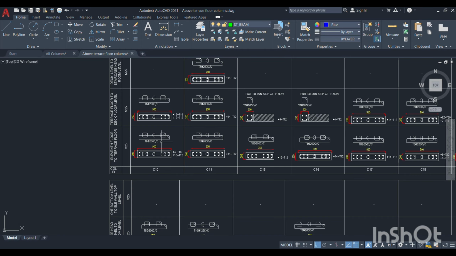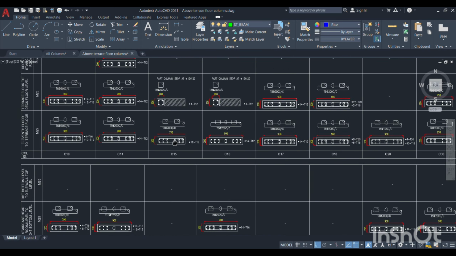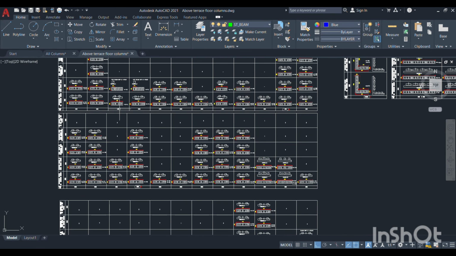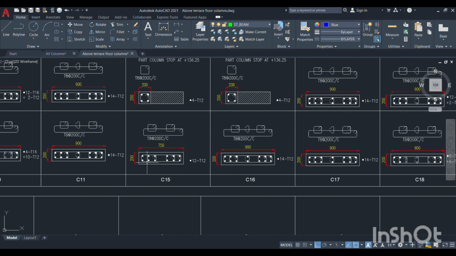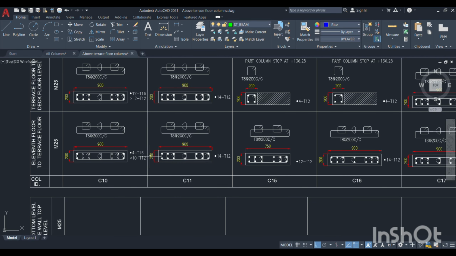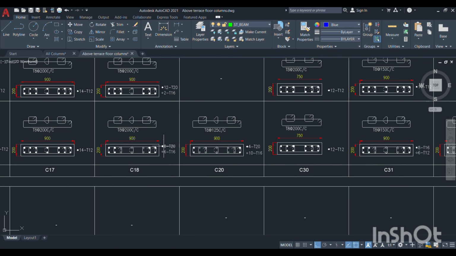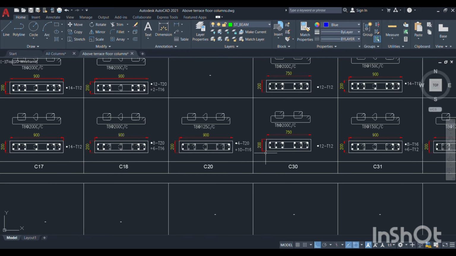Here, from the C10 column only, these columns have been changed. For a few of the columns, instead of 12 mm, it is changed to 16 mm, and some areas got changed to 20 mm. So here we need to change to these 20 mm dia rods. We need to install these 20 mm dia rods before casting the 10th floor columns.